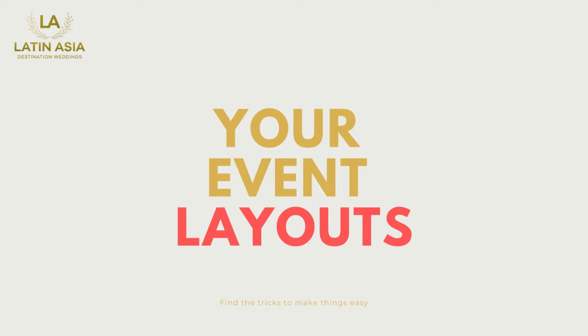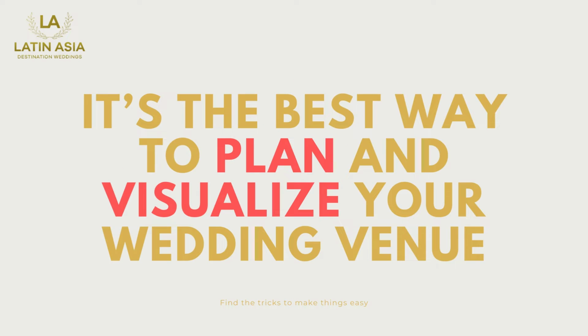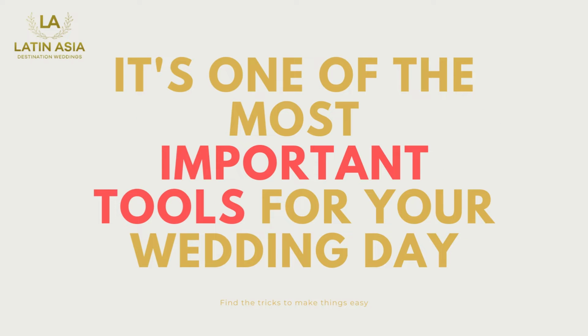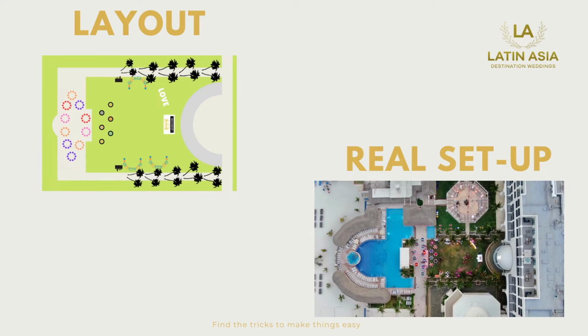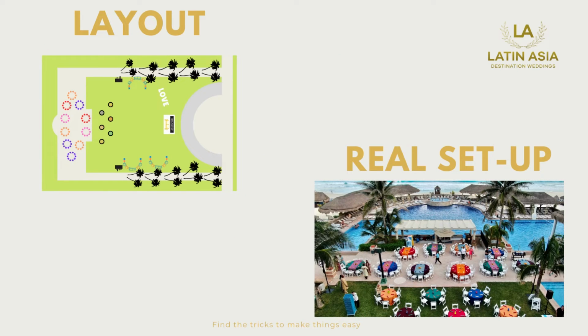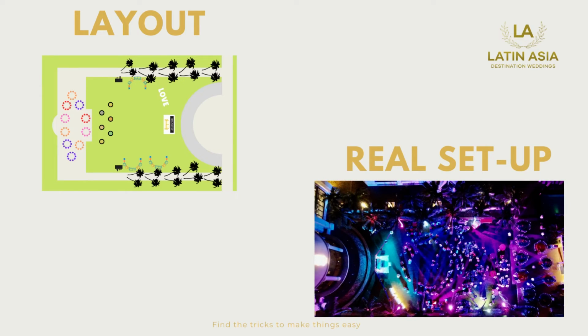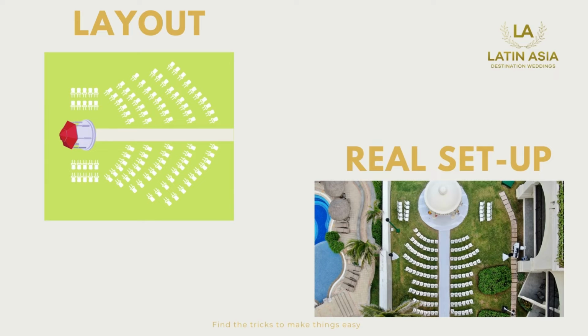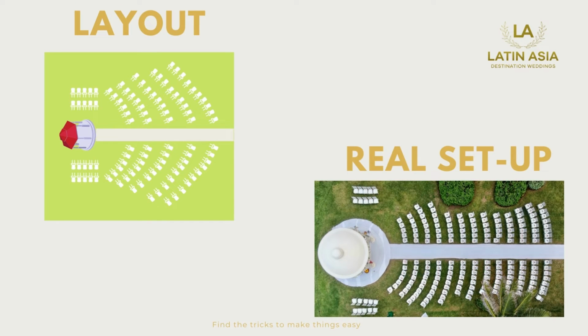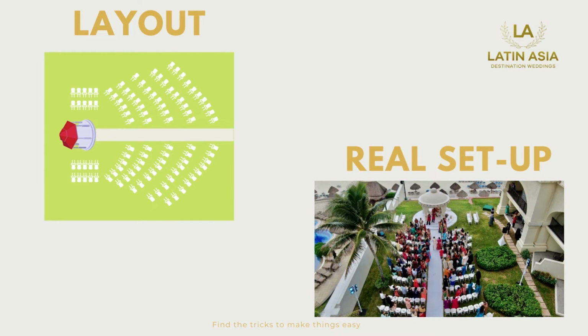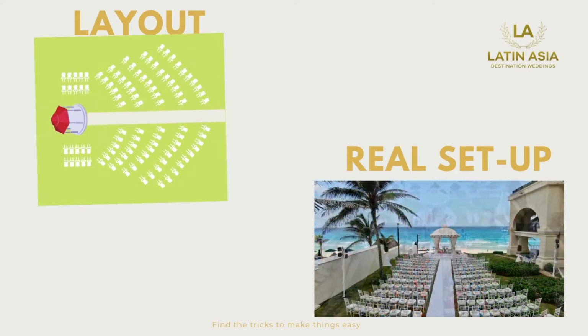Events layout. It's the best way to plan and visualize your wedding venue, and it's one of the most important tools for your wedding day. It helps you to lay out your table and seating arrangements, as well as where the dance floor, bar, and other key elements should go. It also gives you a clear idea of the distribution and finished look.